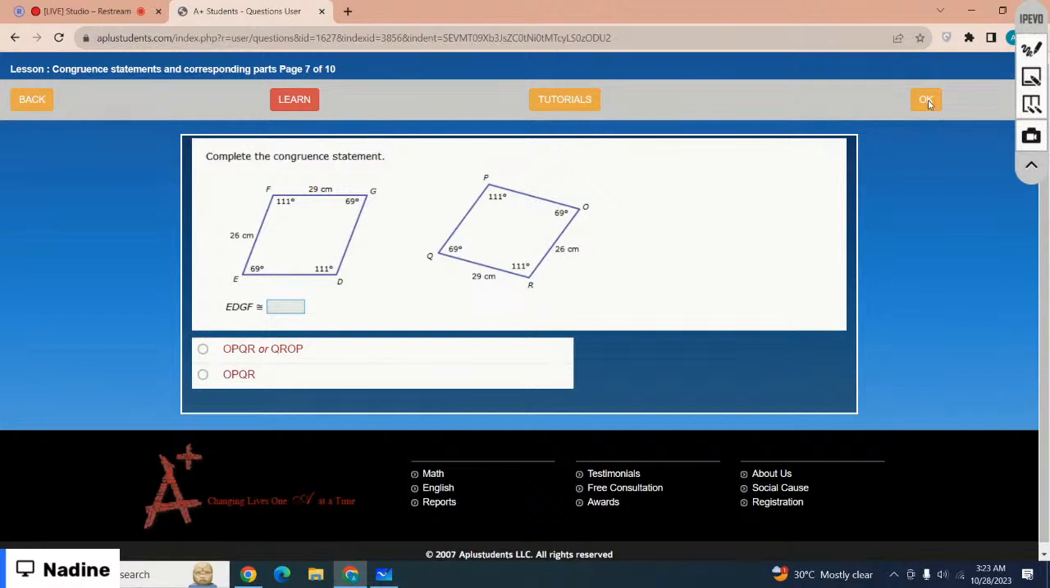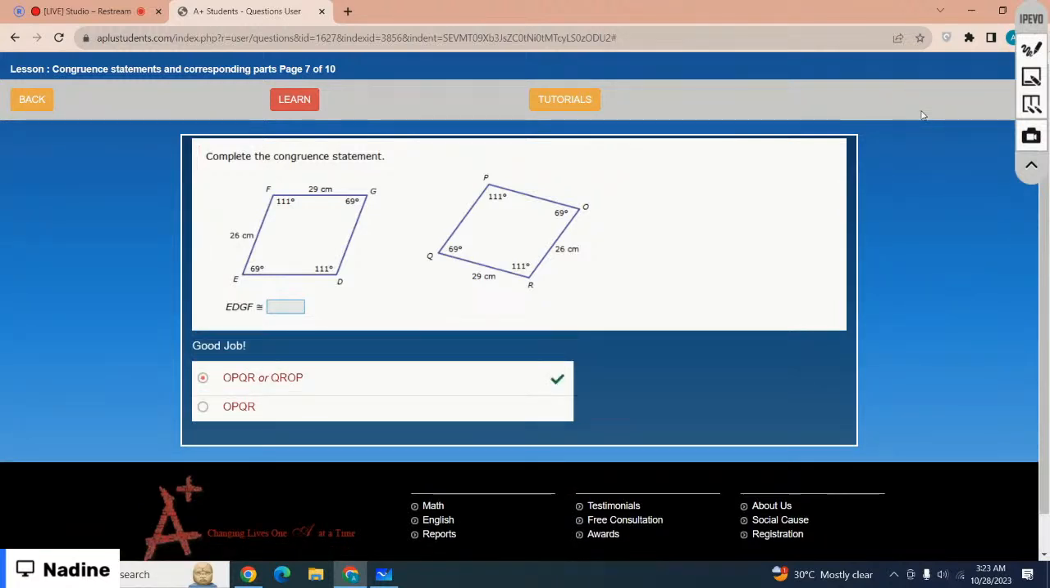The next one is complete the congruence statement EDGF. Which is the correct option? Just match the angles. E is 69, Q is 69, R is 111, R is 111. G is 69 and F is 111. So that means EDGF goes to QROP, because opposite angles are different. You have two of the options. Option number 1 is the correct option.